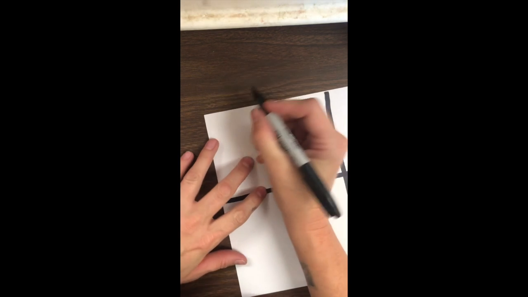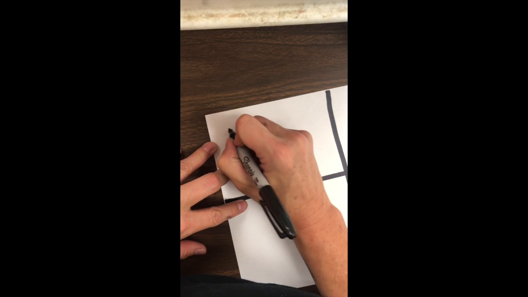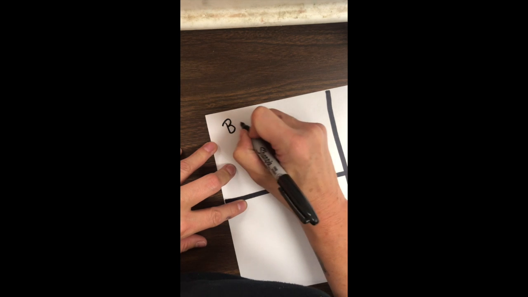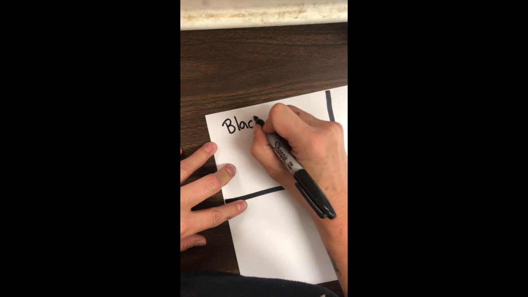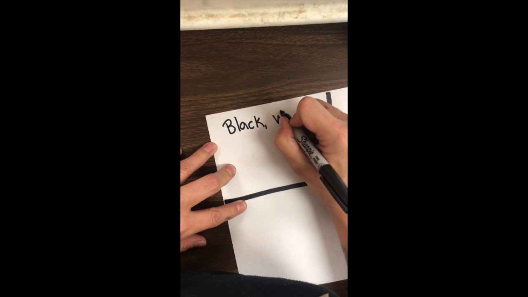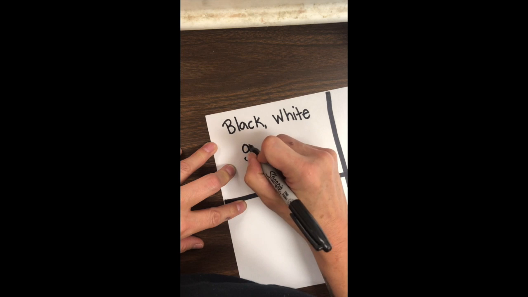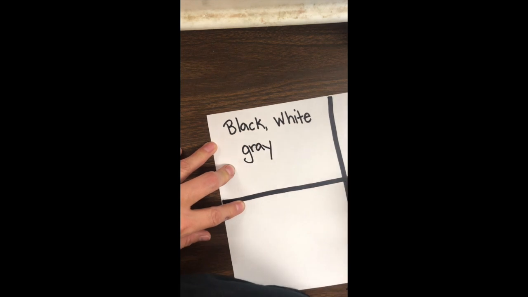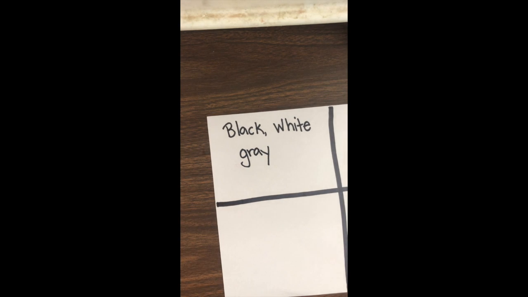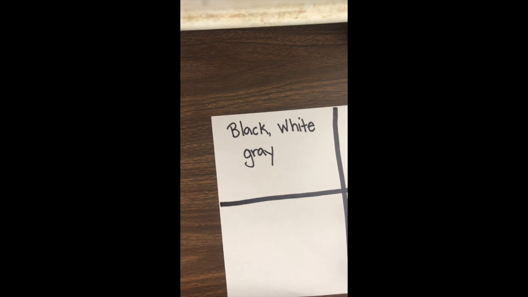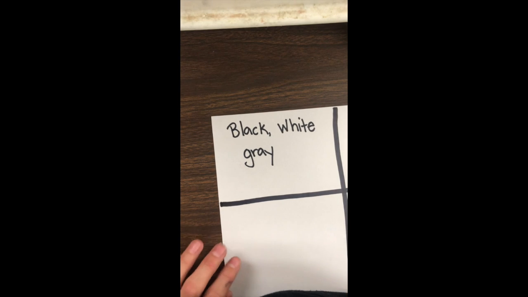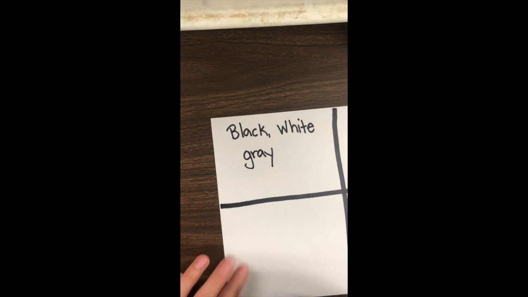Okay, so in one box, we are going to color this box black. Write this down. White and gray. I had silver in my container of art sticks, so you guys can use silver if you have it. If you don't, gray, black and white will work perfectly.